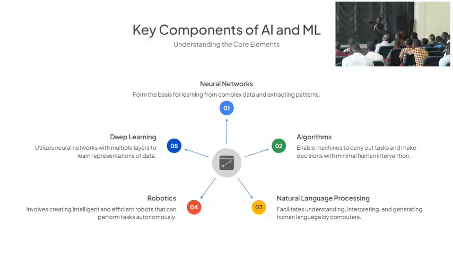So now we took care of neural networks, algorithms, natural language processing, robotics, deep learning. These components make up AI and ML. There are more, but this is just a broad overview.